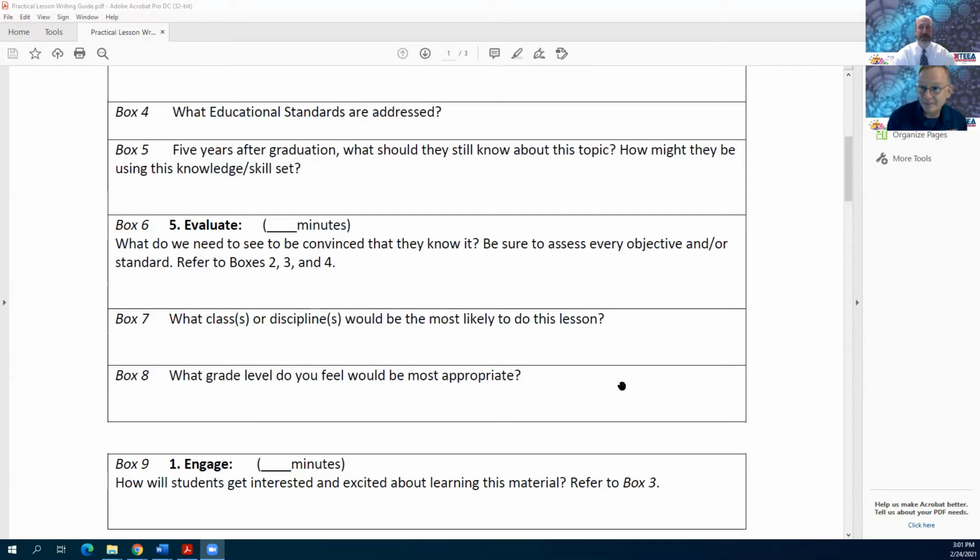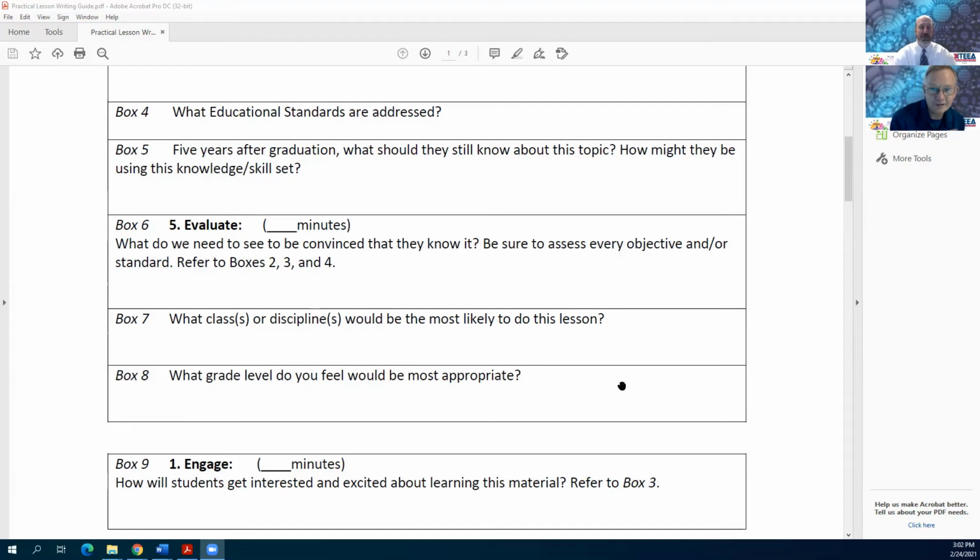Well, why is it going to be on the test? What do you put on the test? Well, you put the things on there that you think are important. And so we're going to write that evaluate section first, because we're going to get it written down, what we think as a teacher is important. And that's what's going to guide the whole process.